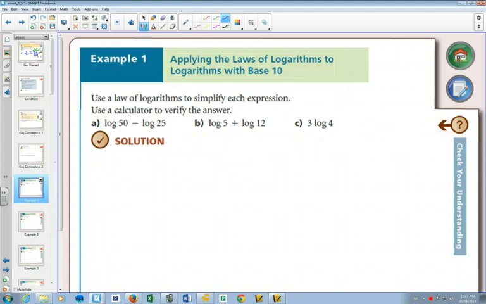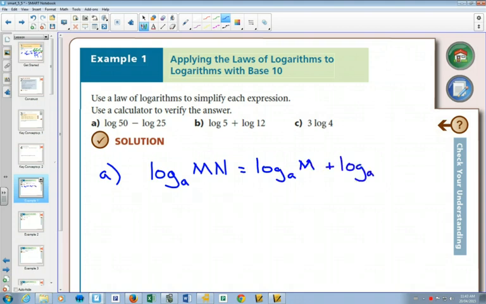So for A here, I'm going to write out the formula as I think it is exactly on your formula sheet. This is the product law.